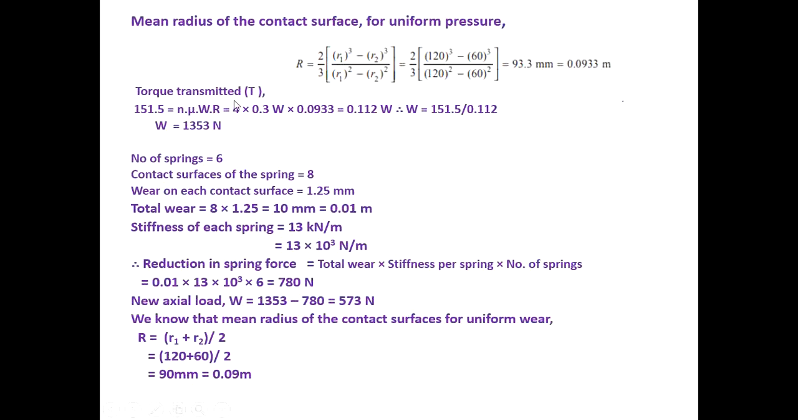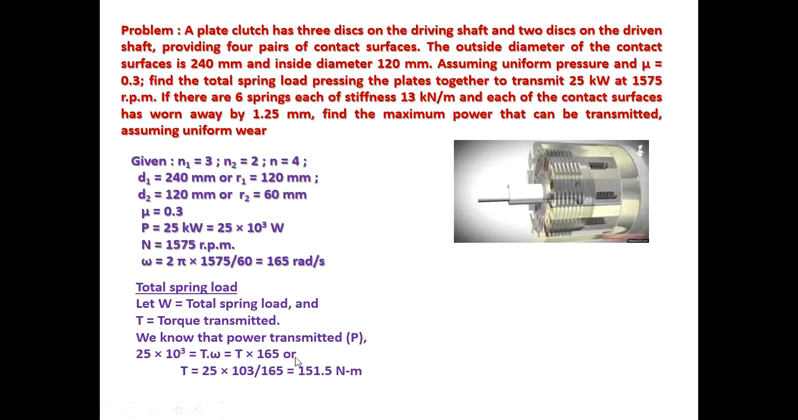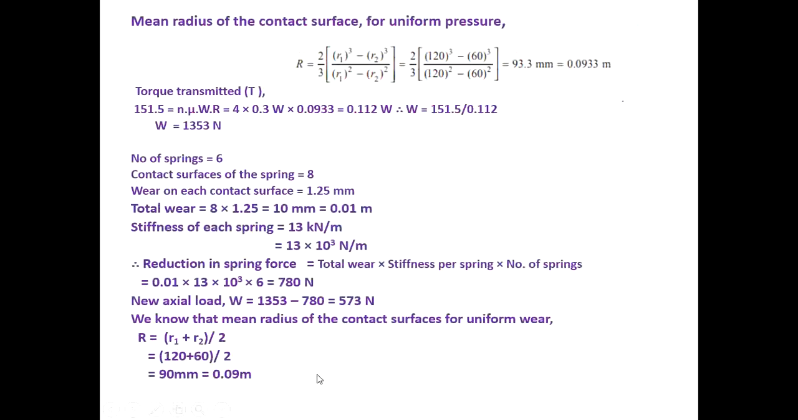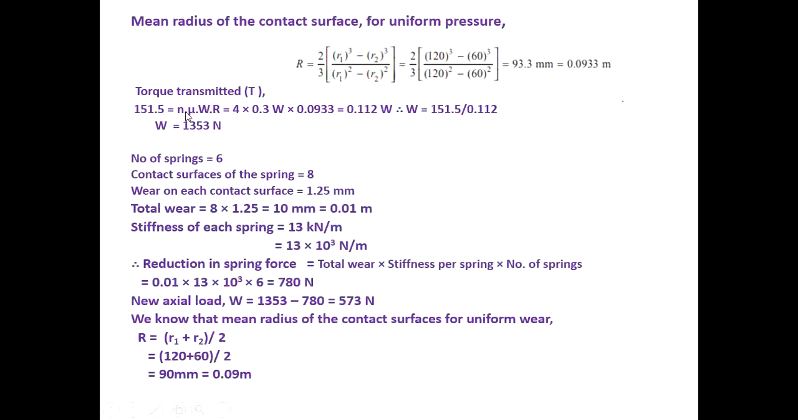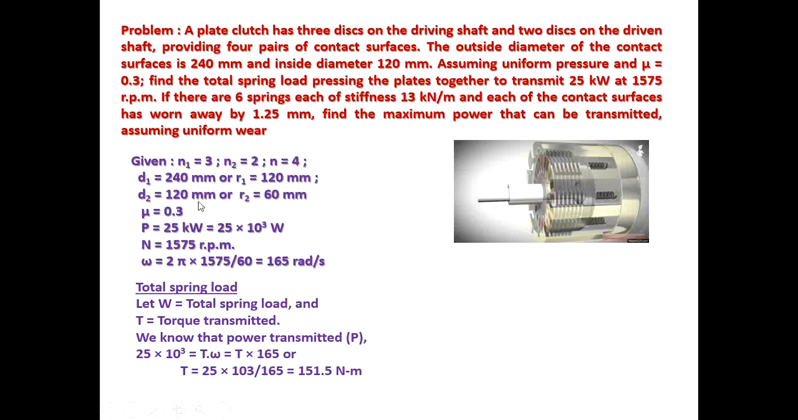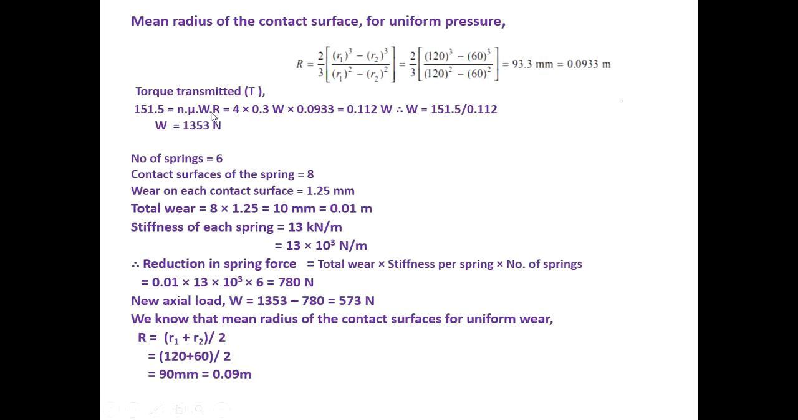So now we know that torque transmitted equals N into mu into W into R. We have calculated the torque as 151.5 Newton meter. Substituting in this equation, N is the number of surfaces, which we calculated as 4, mu is the coefficient of friction, given as 0.3, and W is what we have to determine.